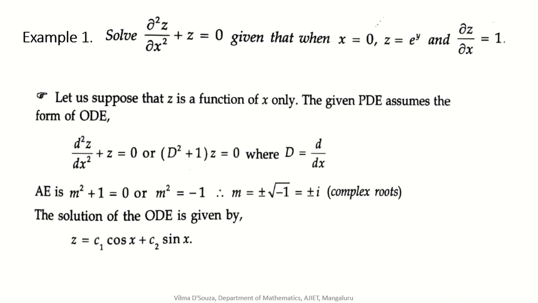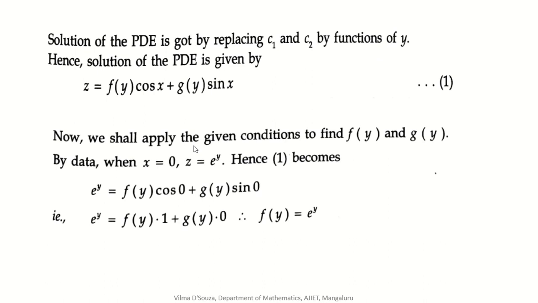Now go back to the problem. You have x = 0, z = e^y. So we shall apply the condition that when x = 0, z = e^y. Put x = 0: cos 0 is 1, so this term will be f(y), and sin 0 is 0, so that term vanishes. So f(y) equals, at that time z is e^y. So f(y) = e^y.